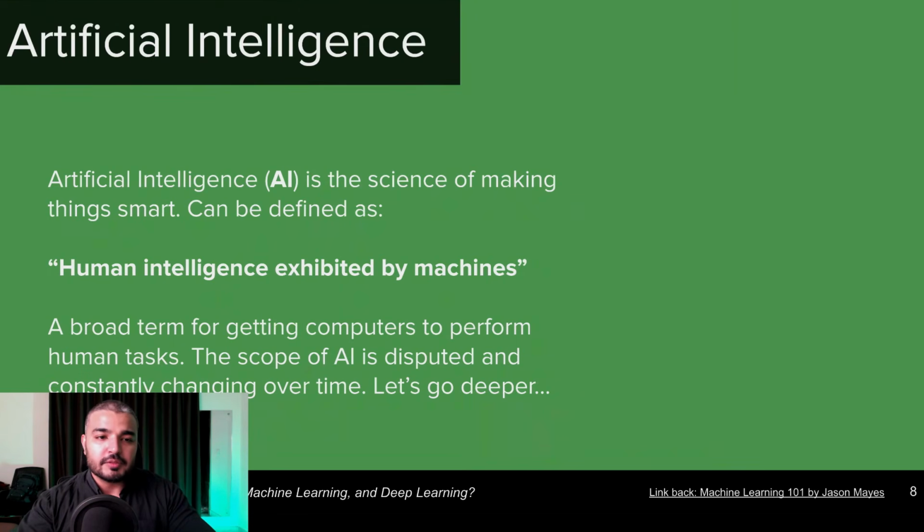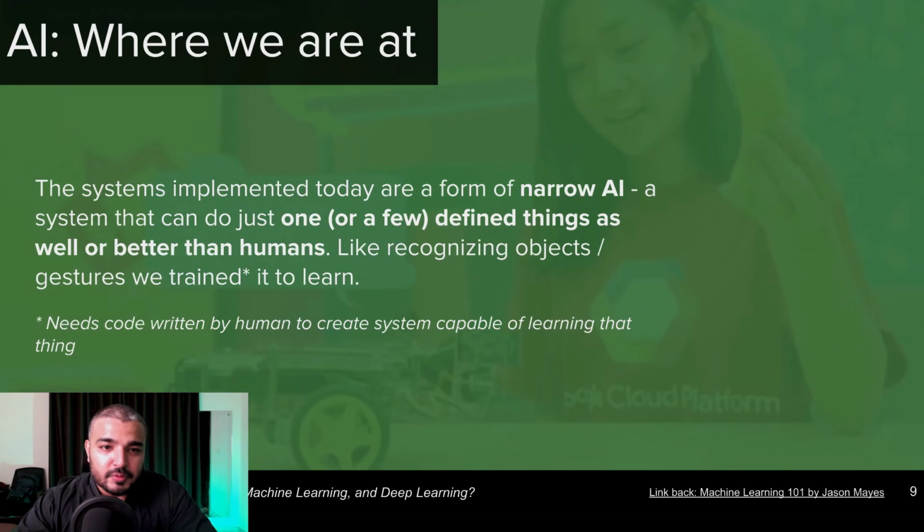So before we jump into the actual machine learning stuff, it's kind of important to understand the broader concepts like what artificial intelligence is and where machine learning actually lies within the whole landscape of artificial intelligence. So, artificial intelligence or AI is just the science of making things smart and can be defined as human intelligence exhibited by machines. So, that's, again, like I said, a very broad term. And we can obviously declutter a lot of stuff into it.